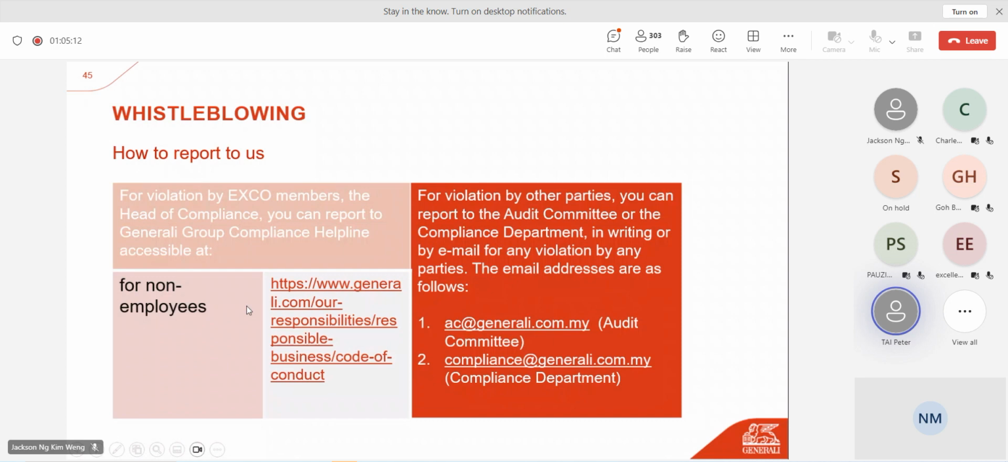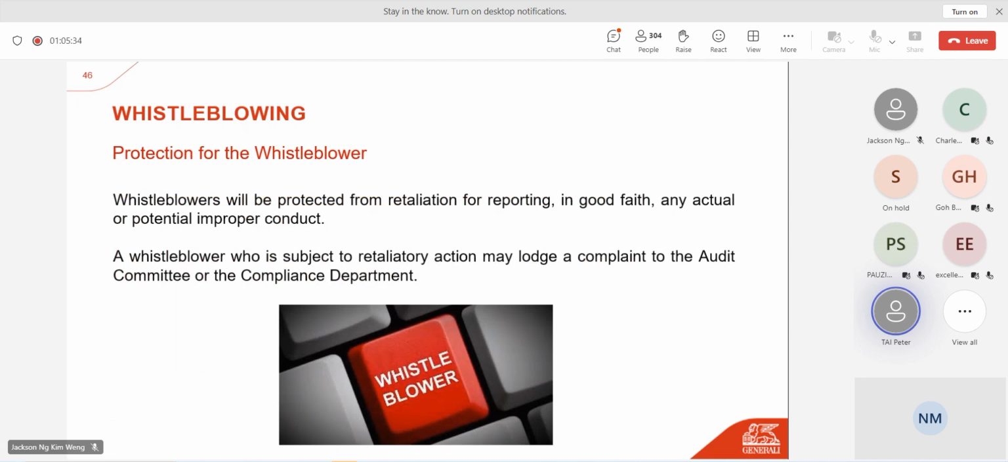Okay, so who to inform? These two: AC, the audit committee, at january.com.my, and compliance at january.com.my. So whatever you feel is wrong, for example, if you suspect some bribery or corruption happening, please inform them. Okay, next. Like I said, as a whistleblower, you will be protected, and whatever information is given to us will be strictly confidential. Next.